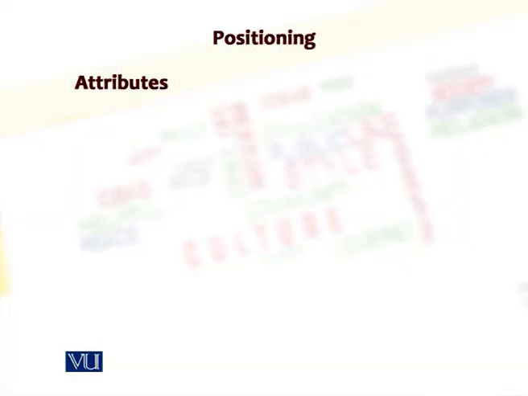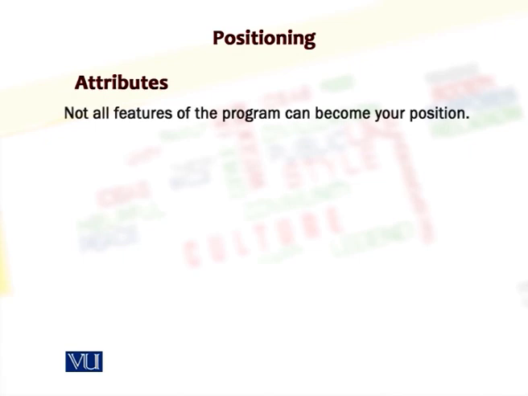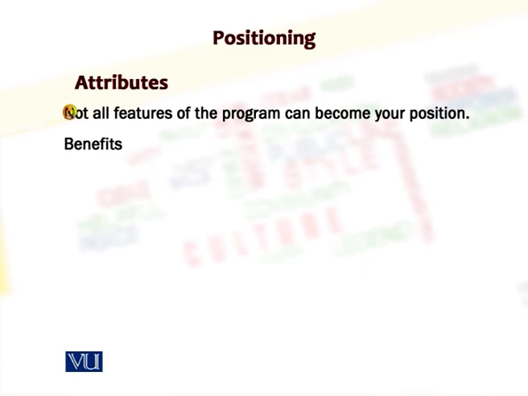There are certain attributes of the strong position. In the first place, not all the features that we see attached to the program could be the basis of positioning. In other words, if we carry out the strategic process, which basically is the backbone of the positioning, then we shall see that we have more strengths than one. And not all those strengths should be our positioning points. We have to pick just one of those. And the one that we pick is the one which can be very convincingly communicated to the target market in the first place, and which carries the most meaningful benefit for the target market.